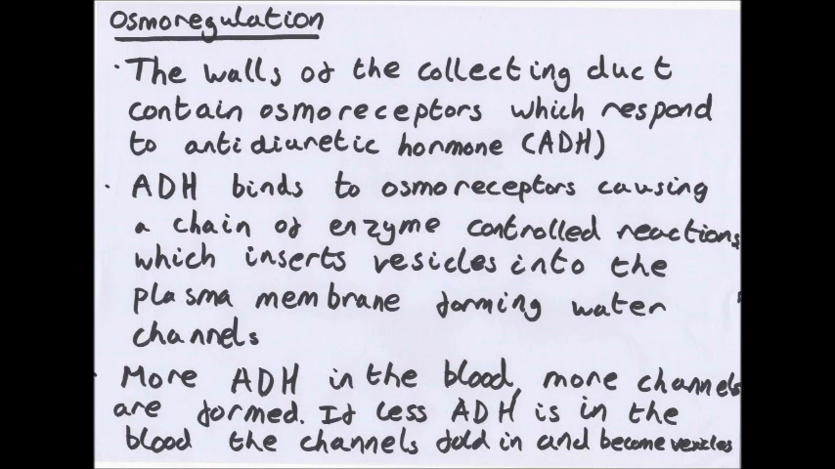Now, the ADH is manufactured in the cell body of these cells, which lies in the hypothalamus. ADH flows down the axon to the terminal bulb in the posterior pituitary gland. It is stored there until needed.